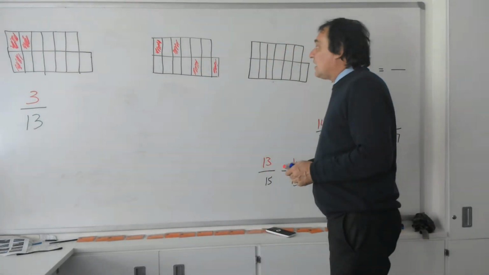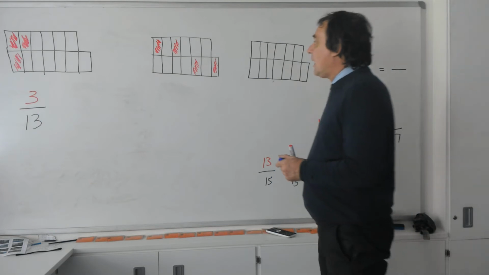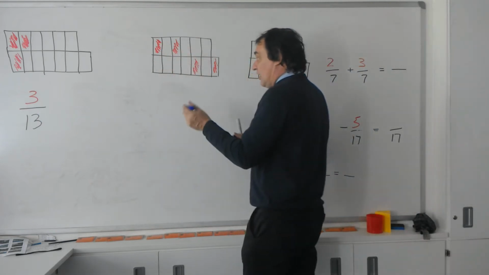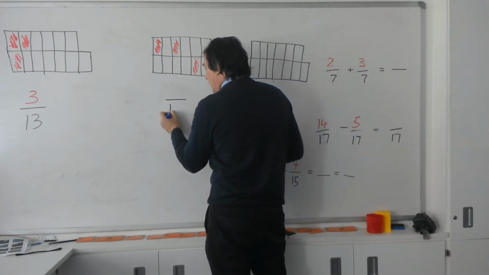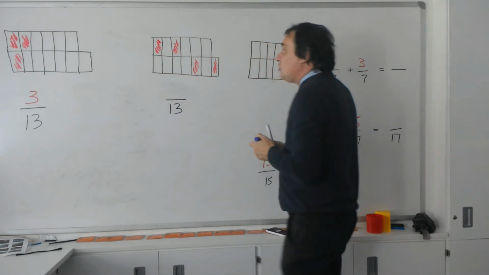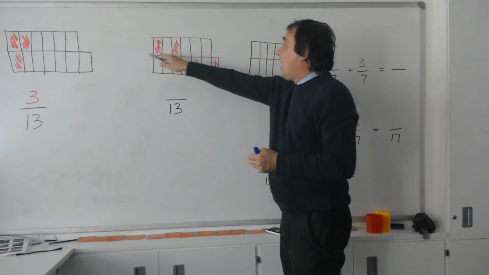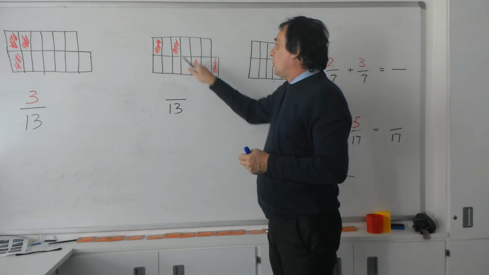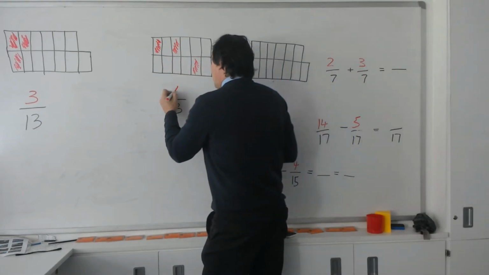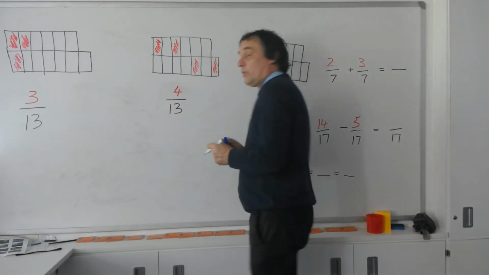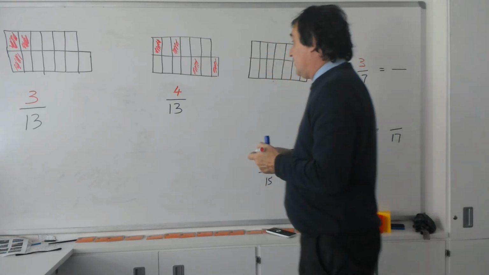Okay, working it out on this one here, we've got 13 again. It's exactly the same shape, so we'll put a 13 on our denominator. Looking at our numerator, our top number, the red, how many squares have been shaded? 1, 2, 3, 4. So we're going to have 4 on our top. So that would represent 4/13.